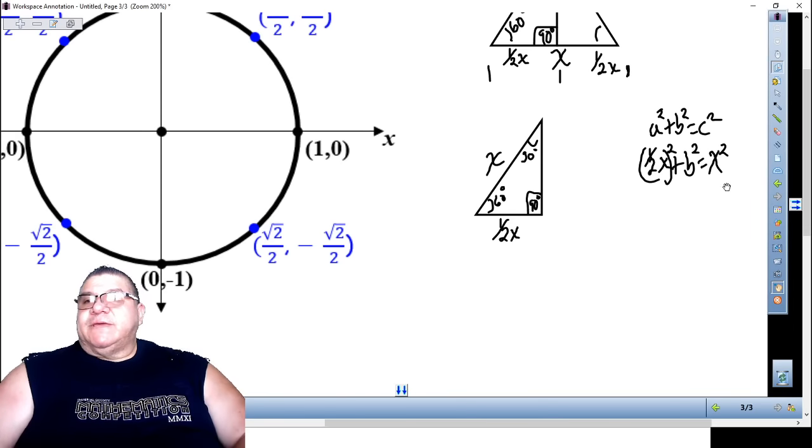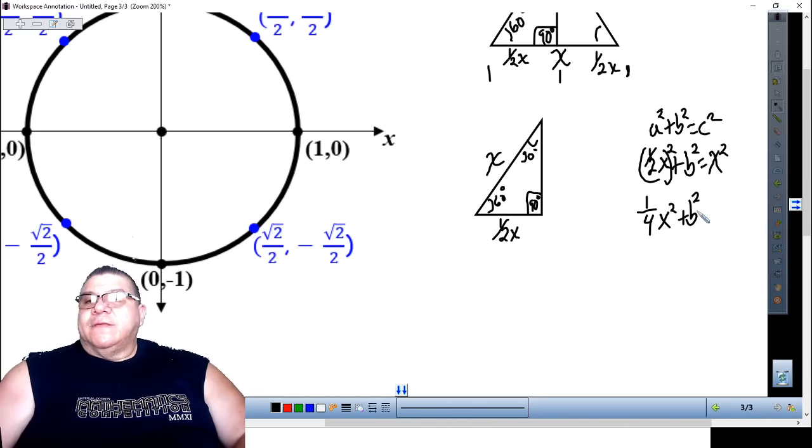Alright, let me make some space. There it is. Alright, so 1/2 squared. What is 1/2 squared? 1/4. What is x squared? x squared plus b squared equals x squared. Alright, so we need to figure out what b is. So that means I need to get rid of this one, so I subtract.